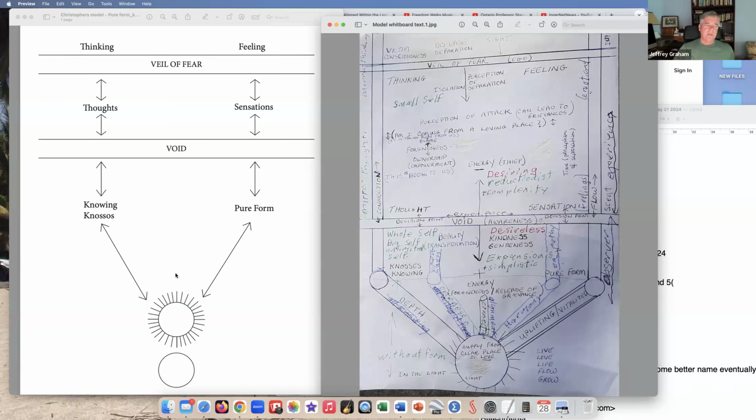Now, what is the symbolism of these two circles at the bottom? The one that looks like a sun is essentially the creative source. That's unconditional love. That's the love that is the creation of all things on any level, physical and non-physical. Anything that can be perceived is essentially a thing, thus an element of creation.